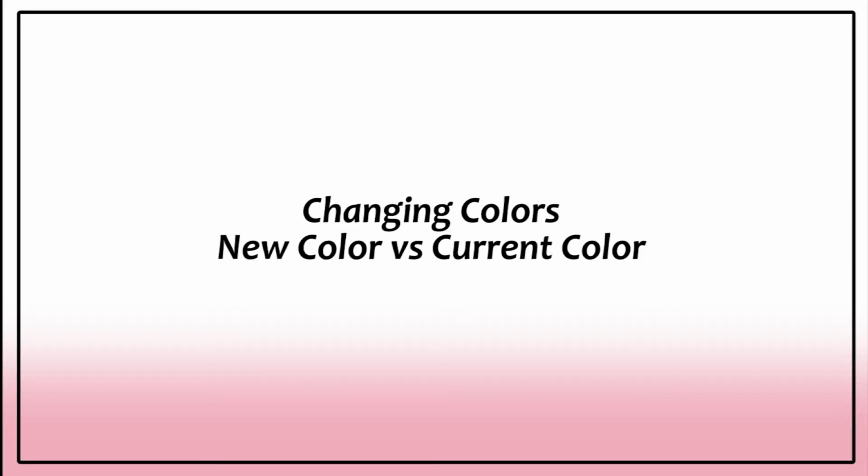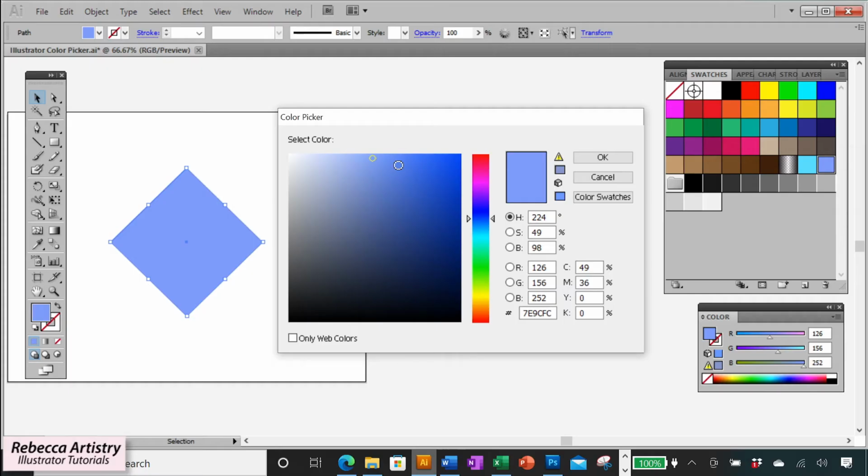So if you want to change the color of your selected object, you can click around on the color picker and you'll see that there are two boxes here. So the bottom box has the current color of your object and the top box has the color that you're currently choosing within the color picker. And as you click around on different parts of the color picker, you'll see that that new box changes.